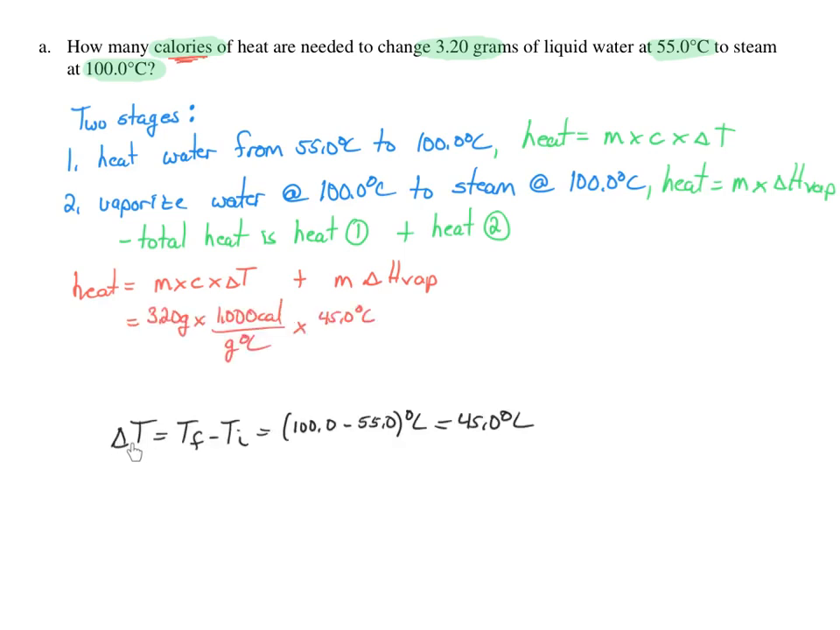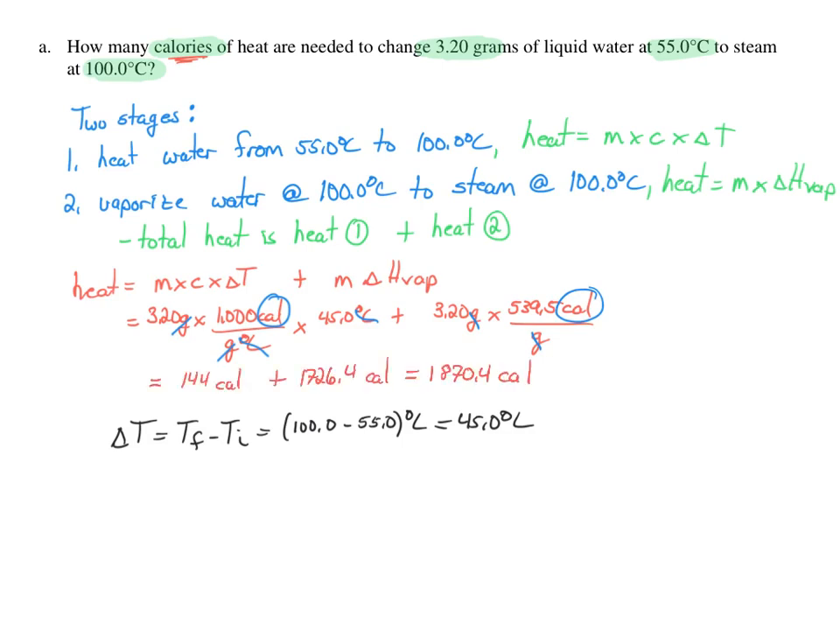So we calculate our delta T from the final temperature minus the initial temperature, plug that into our equation. Mass from the problem, heat capacity of water in calories per gram degrees C. And we can check our units to make sure things are set up correctly. Grams cancel, degrees C cancel, so we have calories from heat 1. Grams and grams cancel, calories from heat 2. And we calculate out those values.